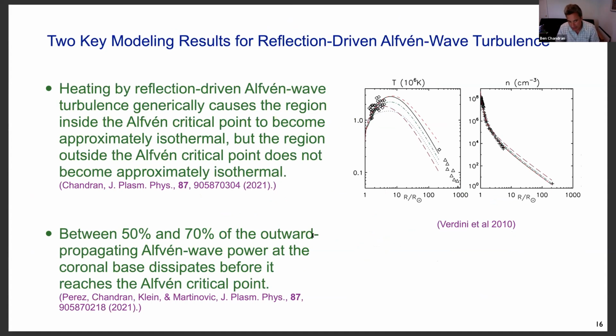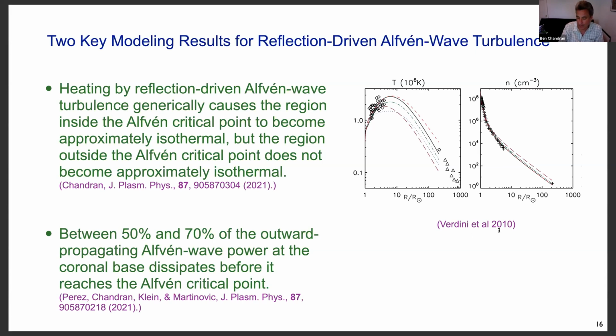And you can show analytically, I won't go through the details here, but you can see them in this paper, that heating by reflection-driven Alfvén wave turbulence generically causes this subalfvénic region out to 10 solar radii to become approximately isothermal, but not the region outside the Alfvén critical point. That region is not isothermal. This result is actually sort of already known, and it's illustrated by this one example, but many solar wind models find this to be the case.